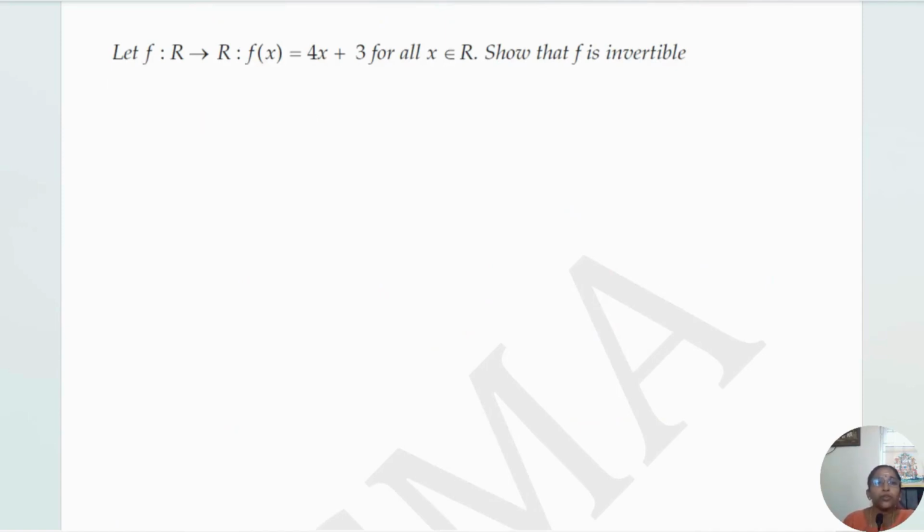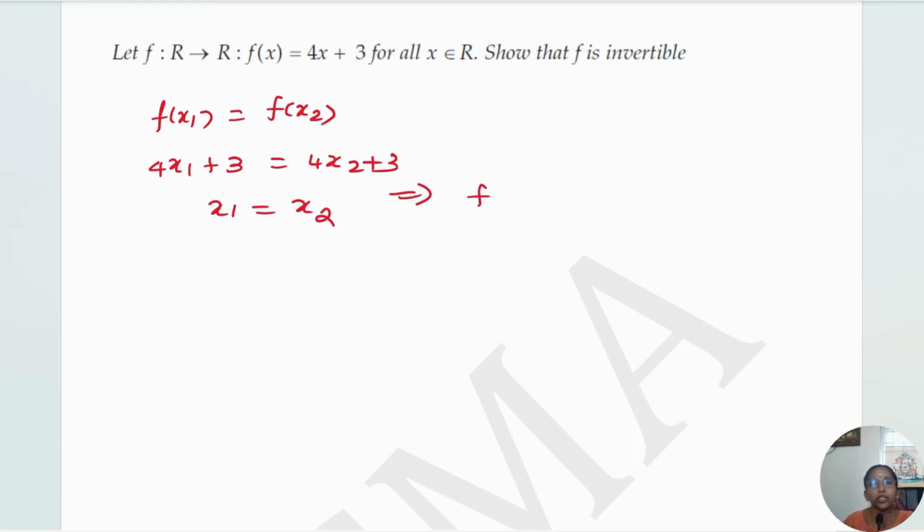Read this problem. Function f from R to R, f(x) = 4x + 3 for all x belonging to the real numbers. Show that f is invertible. First of all we have to check whether the function is one-to-one, then only invertibility is possible. So f(x1) = f(x2) means 4x1 + 3 = 4x2 + 3, so x1 = x2. So this function is one-to-one, so it is invertible.